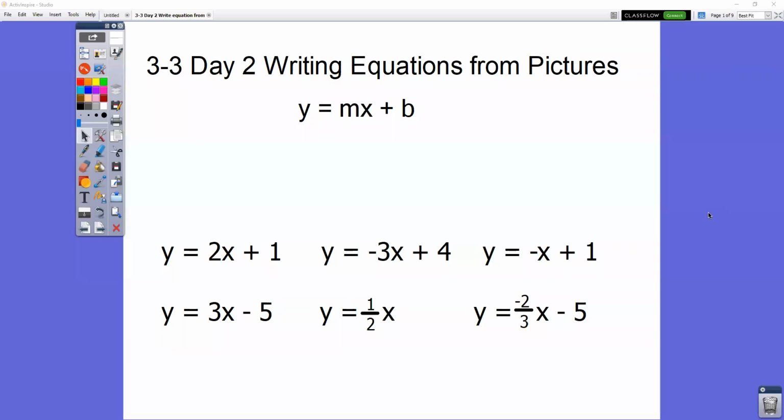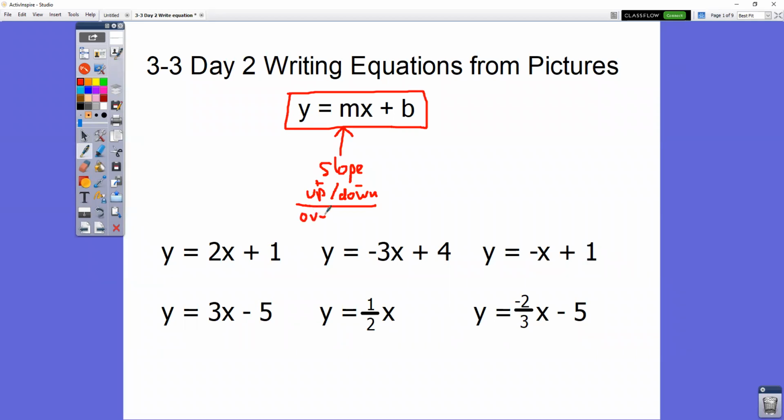This is the lesson for 3-3, day 2, writing equations from pictures. Now, if you think back to the past couple days, this is the generic form for the equation of a line, y equals mx plus b. Remember that your m stands for the slope of the line. Remember, slope is how many you go up or down. Up if it is positive, down if it is negative.